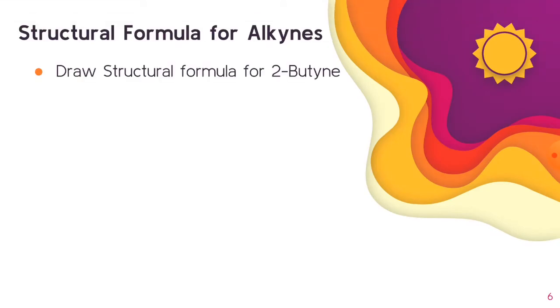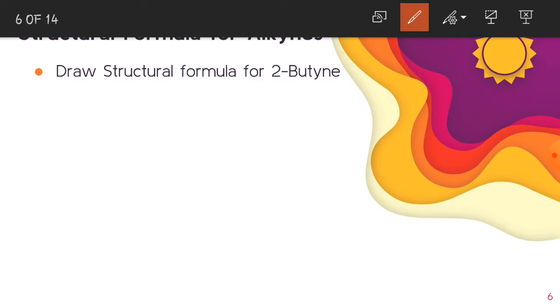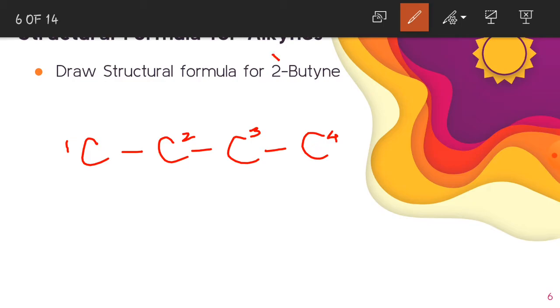Let's draw the structural formula for 2-butyne. First, you will draw 4 carbon atoms in a row, because but means 4 carbon atoms. Then you will number each carbon atom. Then see what the location of the triple bond is. It is 2. That is, the triple bond is attached with carbon number 2. You will draw the triple bond here. After drawing the triple bond, just complete the valency for the rest of the carbon atoms by drawing bonds.